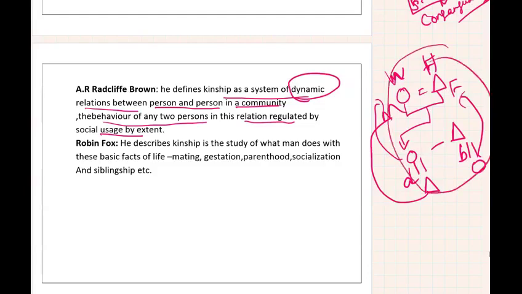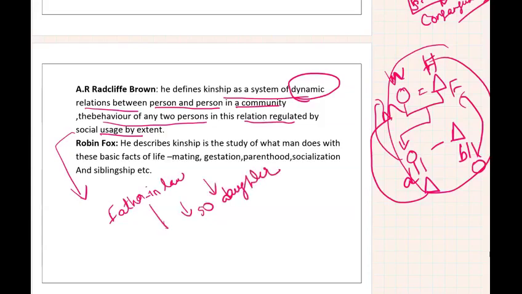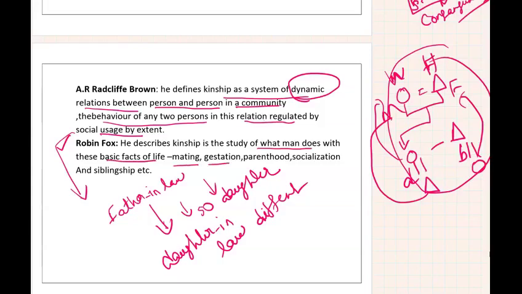Let us take this as a community. The behavior of any two persons in the relationship is regulated by social usage. Social usage is nothing but the terminology, like father-in-law. The behavior with the son is different, the behavior with the daughter is different, and the behavior with the daughter-in-law is different. So he's mainly talking about kinship as a system of dynamic relationship between person and person in a community, and the behavior of any two persons, either son and father-in-law, regulated by social usage. Next, Robin Fox. He describes kinship as the study of what man does with the basic facts of life: mating, gestation, parenthood, socialization, siblingship. It is a very straightforward definition of kinship.